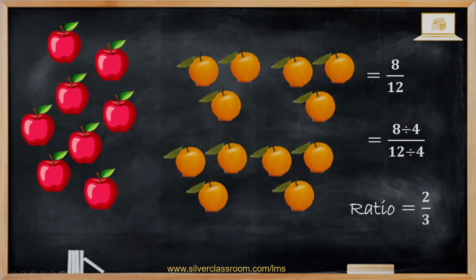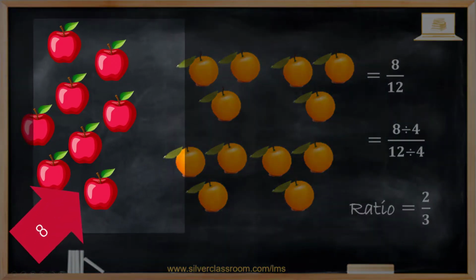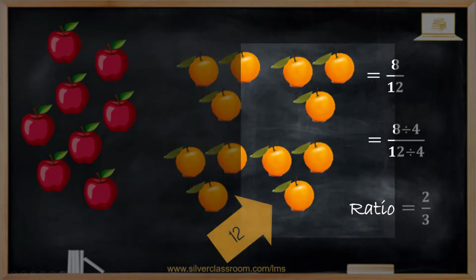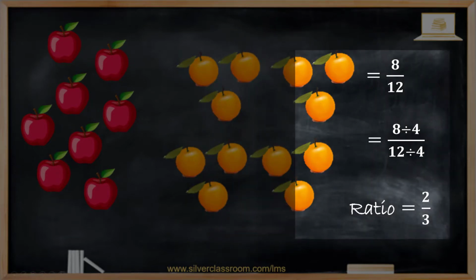In case there were 8 apples and 12 oranges, then the ratio of the number of apples to the number of oranges is still 2 to 3.